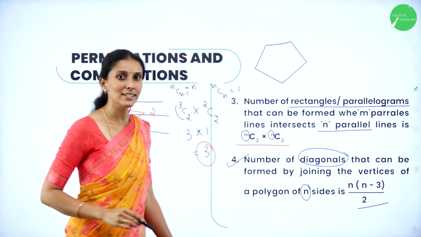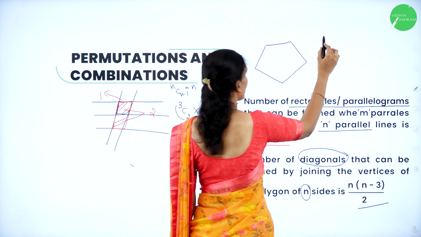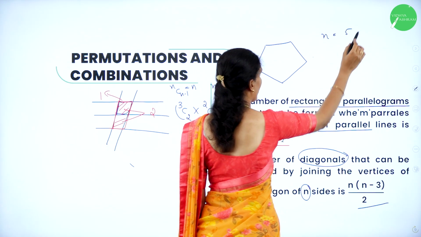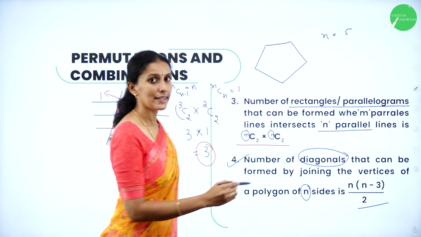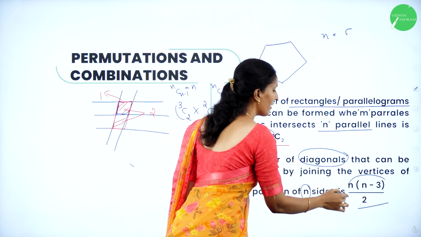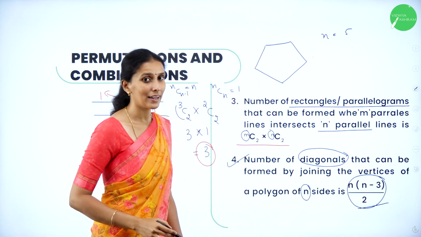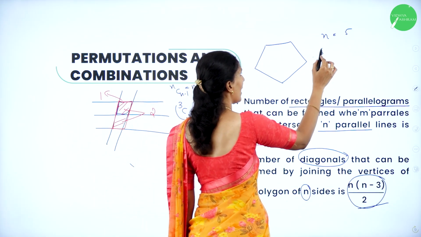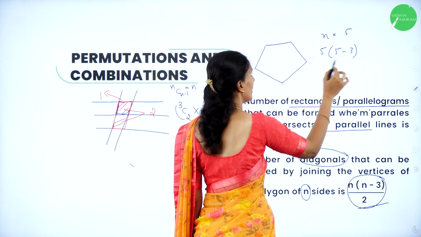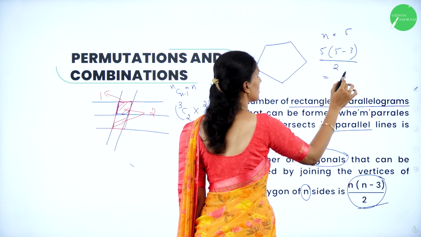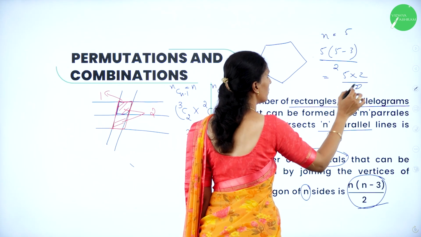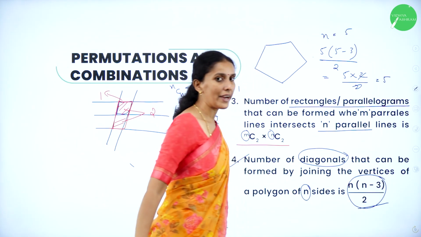So a pentagon has 5 vertices. Therefore here my n is equal to 5. So let me verify this in the formula. How many diagonals can I get? That is 5 into (5 minus 3) divided by 2, which is 5 into 2 by 2, which is 5. So I should get 5 diagonals.